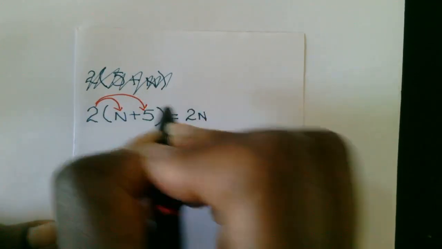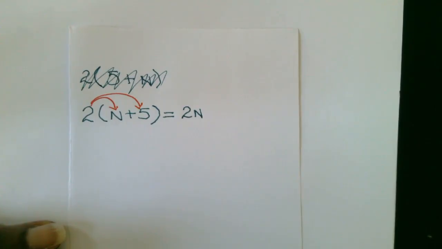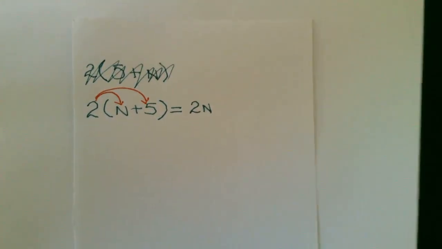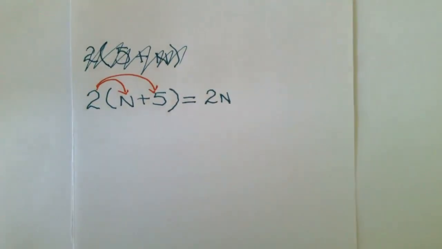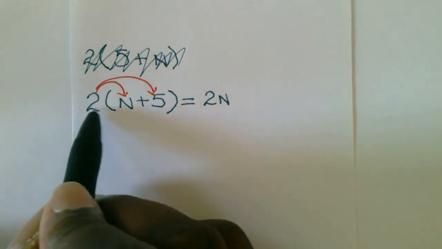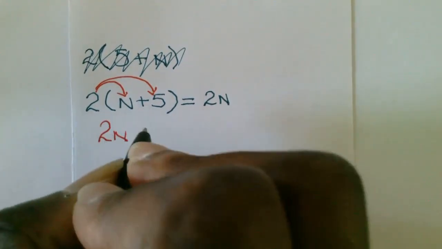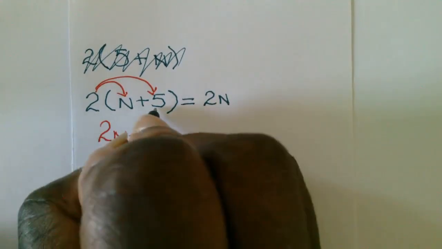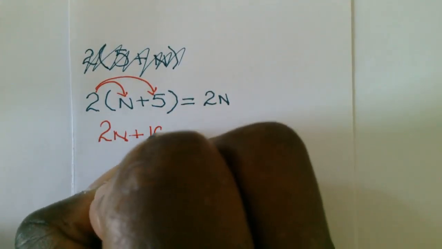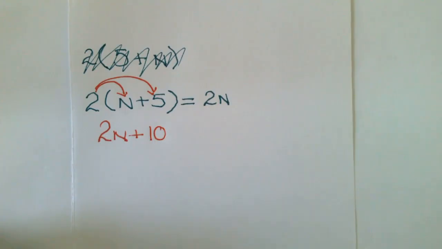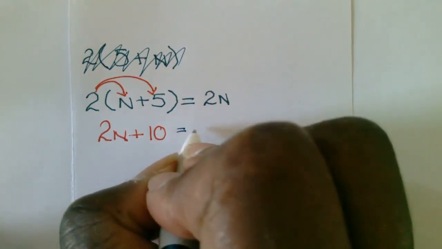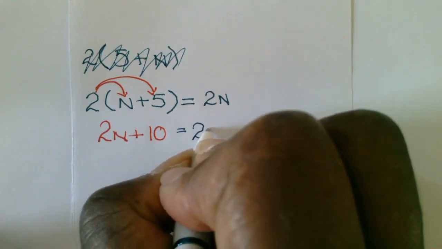So when we distribute the 2, we're going to distribute the 2 to everything inside of the parenthesis. Okay, hold on. Zoom in a little bit. So now we have 2 times n, which gives me 2n. And then 2 times 5, which gives me 10. So now this equals 2n comes down.